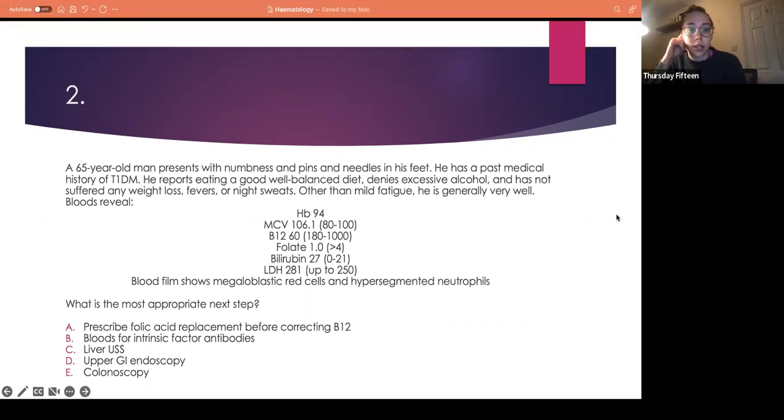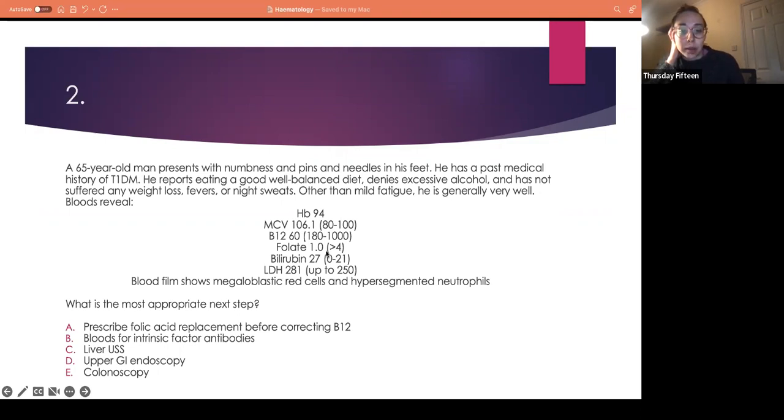So this question was about an anemia again, but this man's got a macrocytic anemia. He's clearly, from the question, got a low B12. He's also got a low folate. He's got a slightly raised bilirubin and a raised LDH. He's presenting with some peripheral neuropathy type symptoms, but he doesn't drink lots of alcohol. He eats a good diet. And his past medical history is significant for type 1 diabetes.